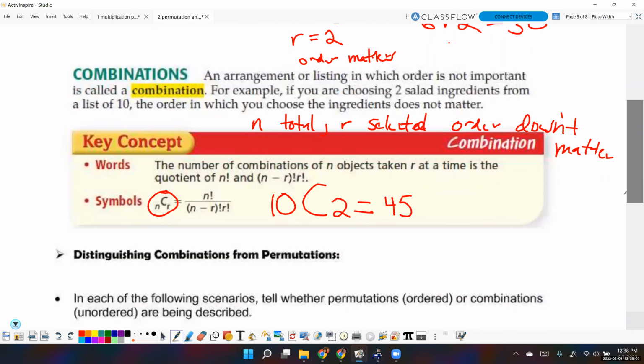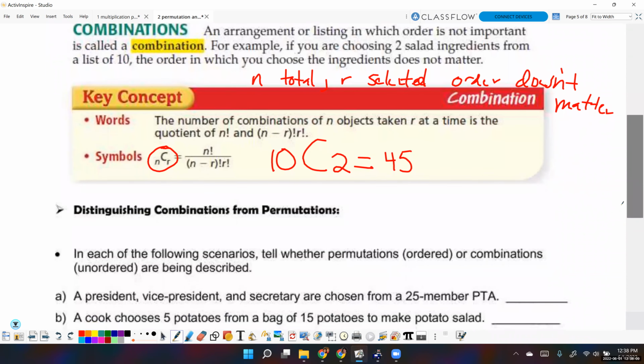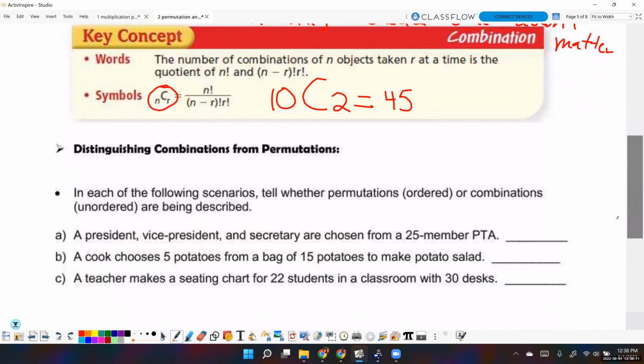So now the big thing here is going to be to decide whether or not the order matters. Is this a permutation or a combination? The first situation is that we are selecting officers, president, vice president, and secretary from a 25-person PTA. Do you think the order people are selected matters? If you said yes, you are correct. This is a permutation. Order matters. The first person will be the president, the second the vice president, the third the secretary.